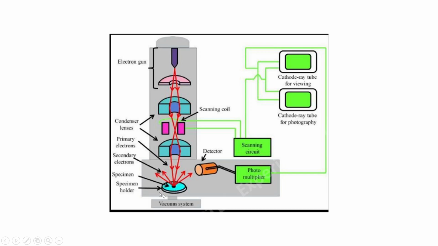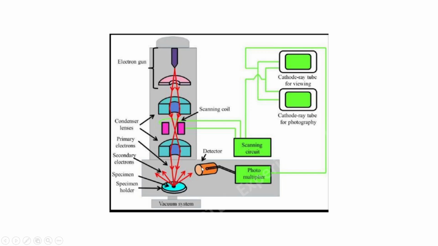Now this is why I was saying that the specimen should have some conductivity, because once the electrons hit the specimen, if the specimen doesn't have any conductivity, the electrons won't bounce back. So they won't have any secondary electrons to emit. So this is the primary electron source, the electron gun. Whatever electrons are coming from here are the primary electrons. After the primary electrons hit the specimen, they will emit secondary electrons.